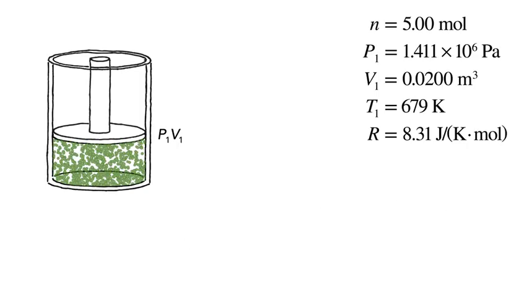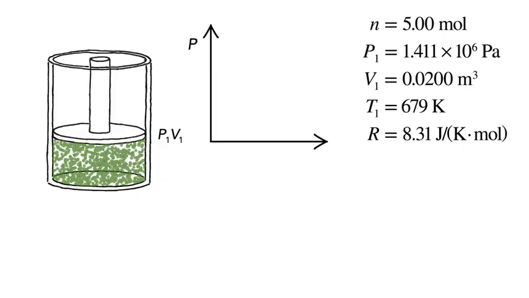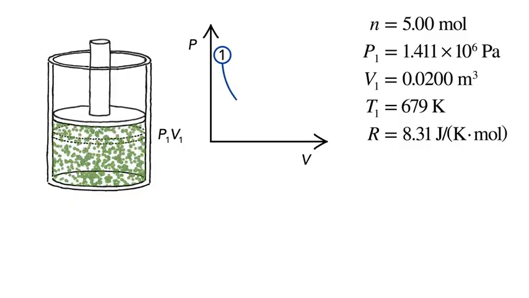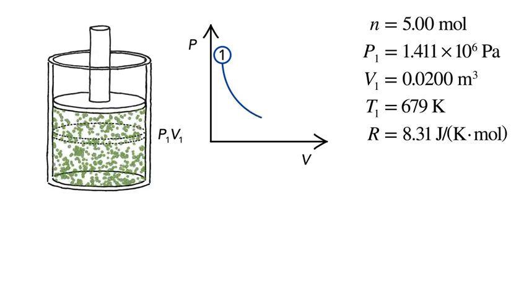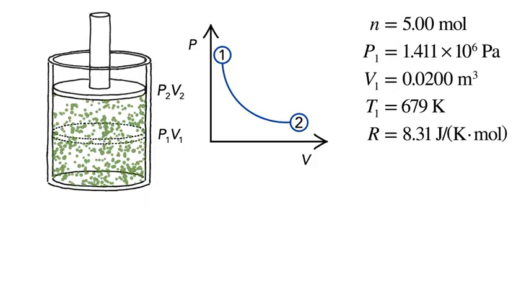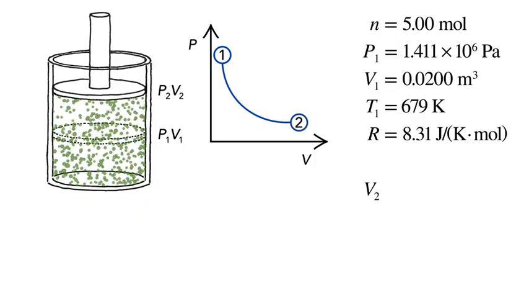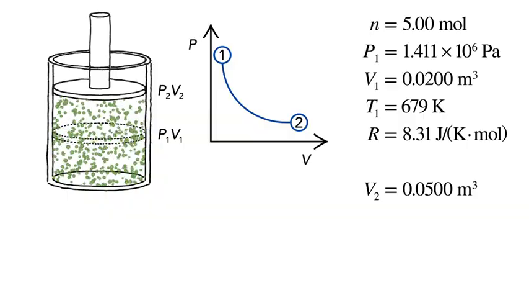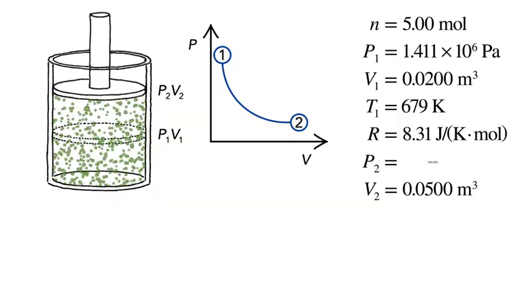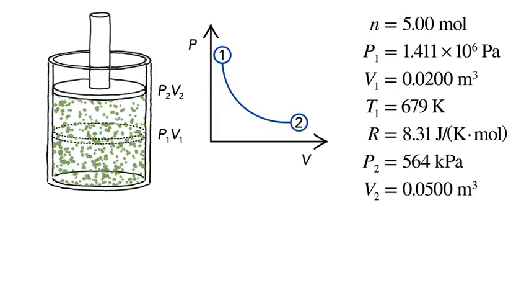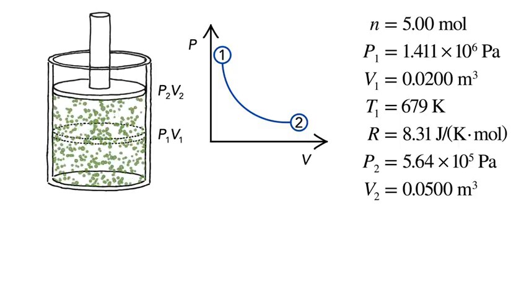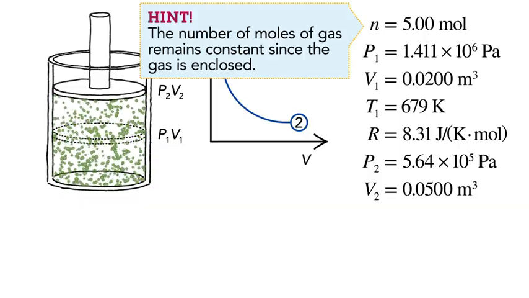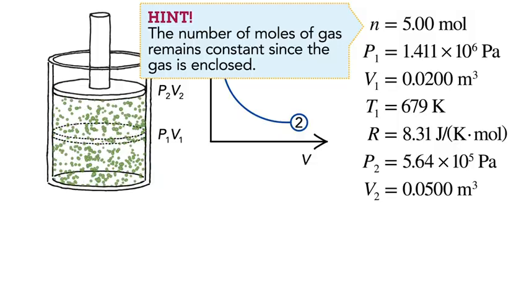A change in the properties of this gas can be represented on a pressure-volume graph. As the gas expands from the original volume and pressure at point number 1, the pressure decreases to the value represented by point number 2. If the volume of the gas in this problem increased to 0.05 cubic meters, you would observe that the pressure decreased to a final value of 564 kilopascals, which converts to 5.64 times 10 to the 5th pascals. Hint: the number of moles of gas remains constant since the gas is enclosed.